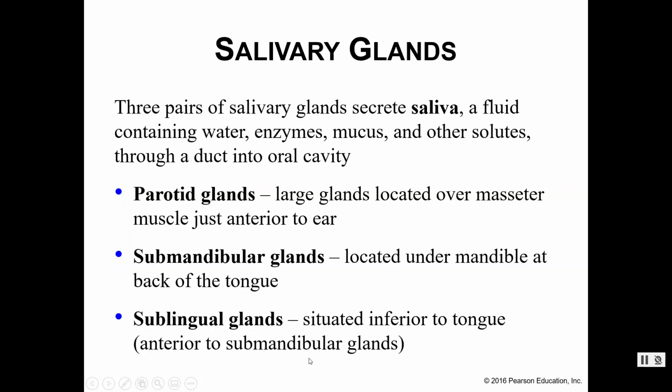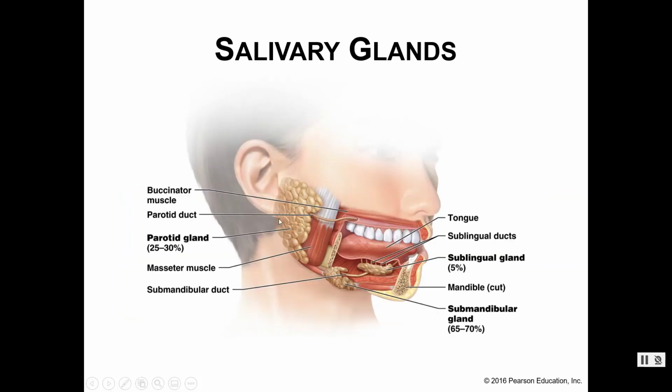These would be more anterior to your submandibular gland. So submandibular gland is under, but towards the back of your tongue. Sublingual is also under, but this is more towards the front of the tongue. So you can see your giant parotid gland. Okay, and then we've got submandibular towards the back of your mouth, and then sublingual right under your tongue.